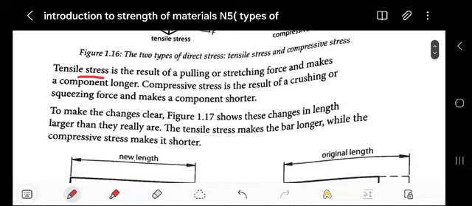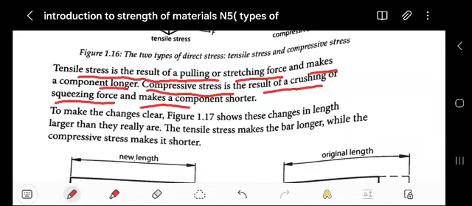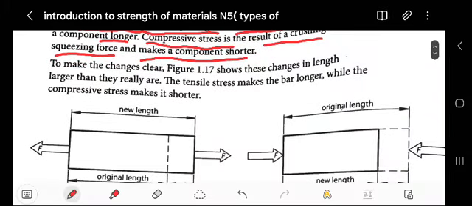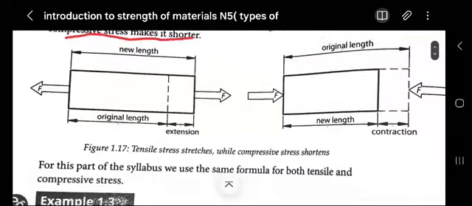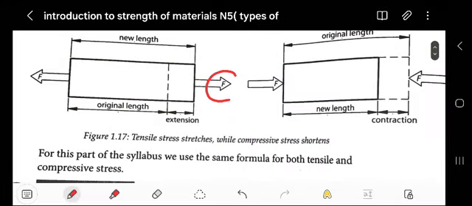The tensile stress is the result of a pulling and stretching force that makes a component longer. As you can see, I've just told you about this. Compressive, we said this, is a rigid crushing or squeezing force that makes the component shorter, as you have seen, right? To make the change clear, figure 1.7 shows these changes in length. The tensile stress makes the bar longer while the compressive makes it smaller. Obviously, when you compress something, we make it smaller.